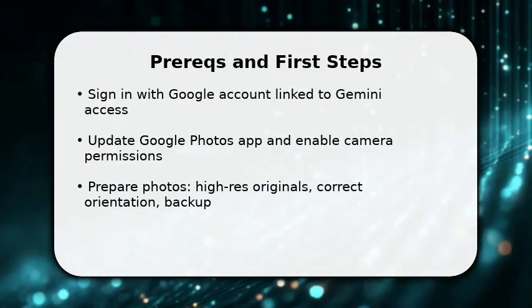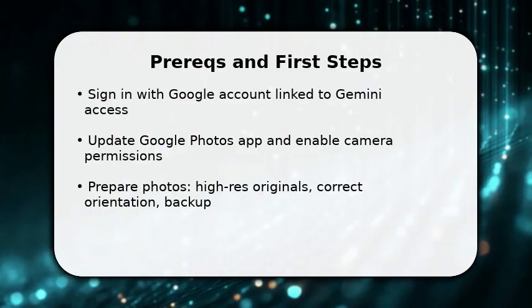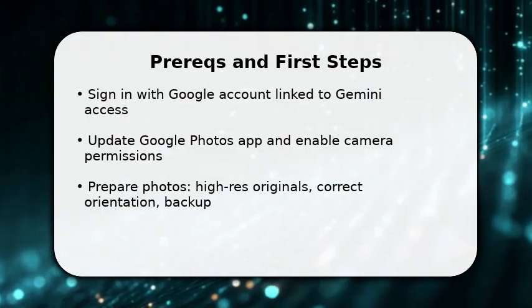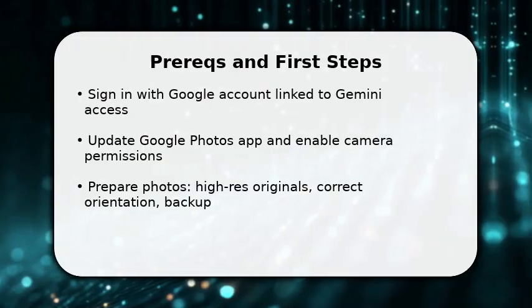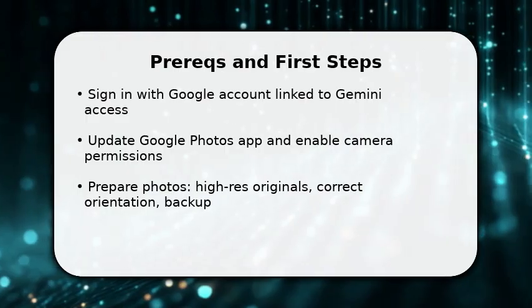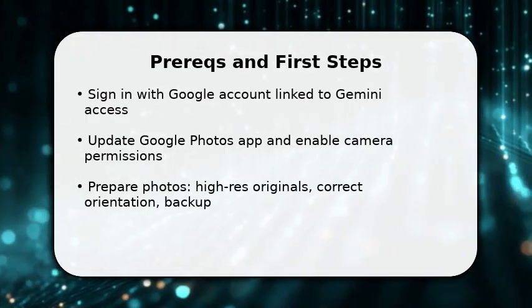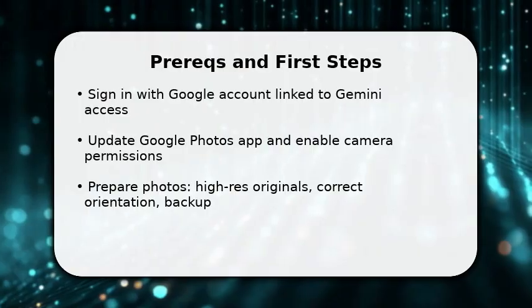You'll begin by confirming access and preparing your images. Sign into the Google account that has Gemini enabled. Once signed in, open Google Photos. Make sure the app is updated and camera and storage permissions are granted so Gemini can read and edit files.